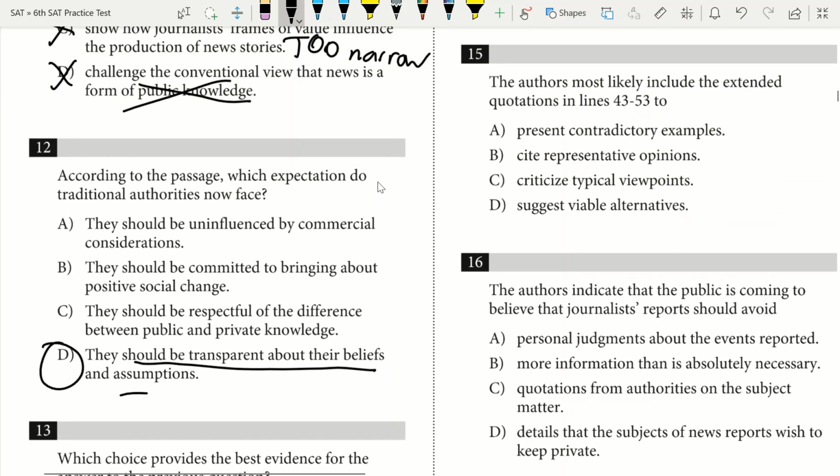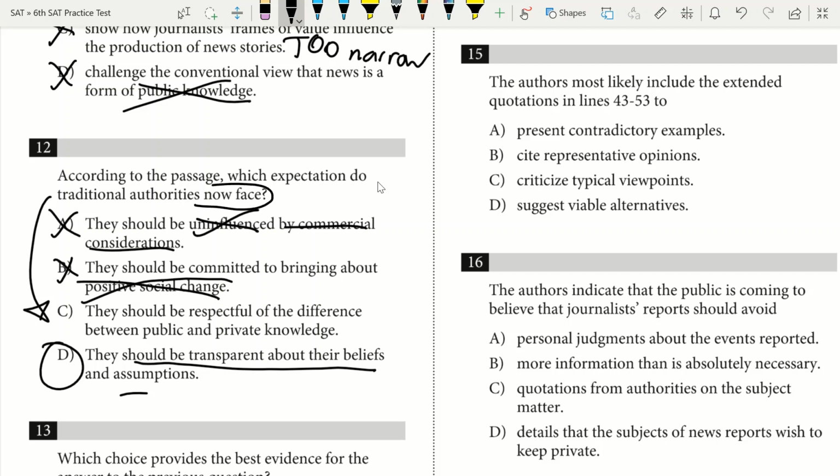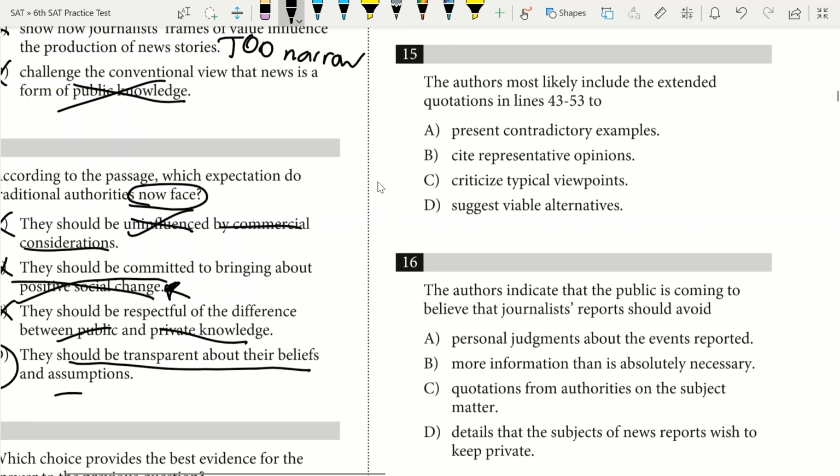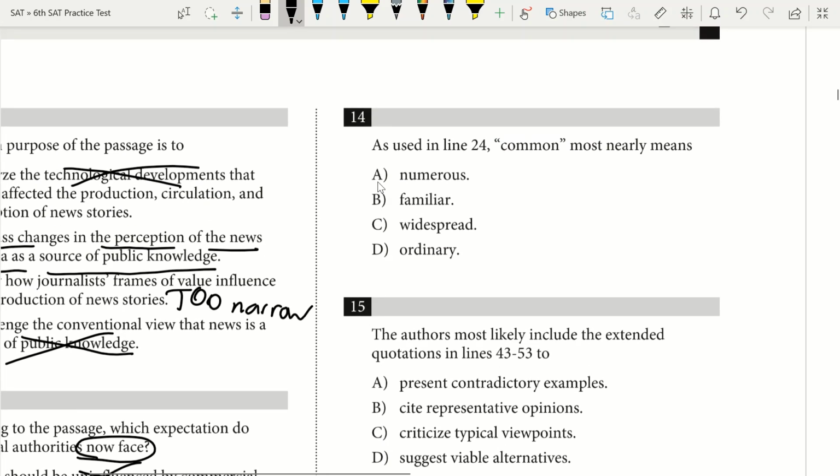So as far as why A through C are wrong on number 12, I'll go ahead and explain that now. A, they should be uninfluenced by commercial considerations. We never make the argument that they should be uninfluenced by commercial considerations. B, they should be committed to bringing about positive social change. We never make that argument either. We actually argue that now we want full transparency. We don't want them to be committed to any agenda, including positive social change. C, they should be respectful of the difference between public and private knowledge. We're not making that argument either. All right, 13, we already answered that one. That one was just an evidence question.